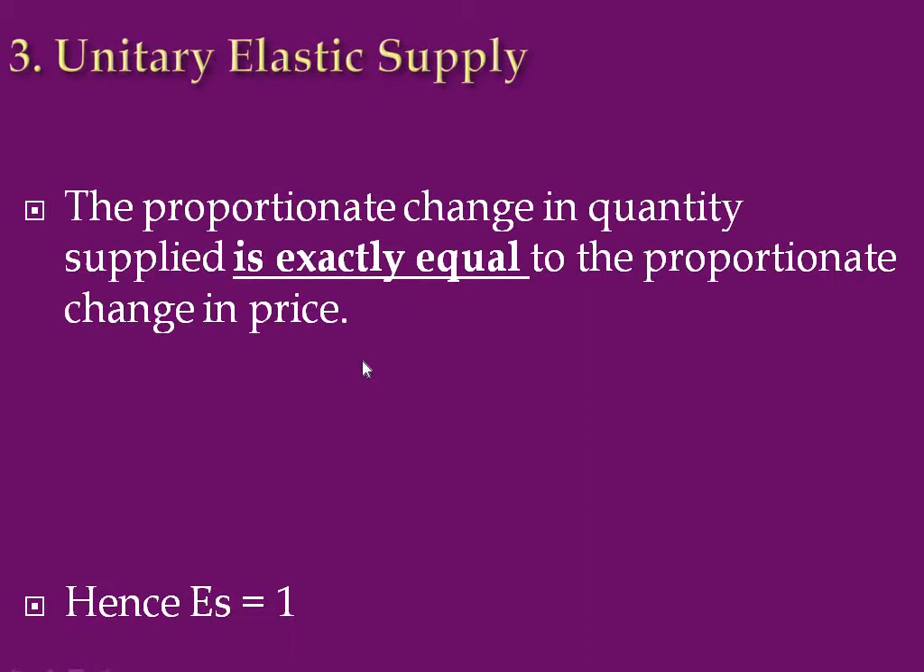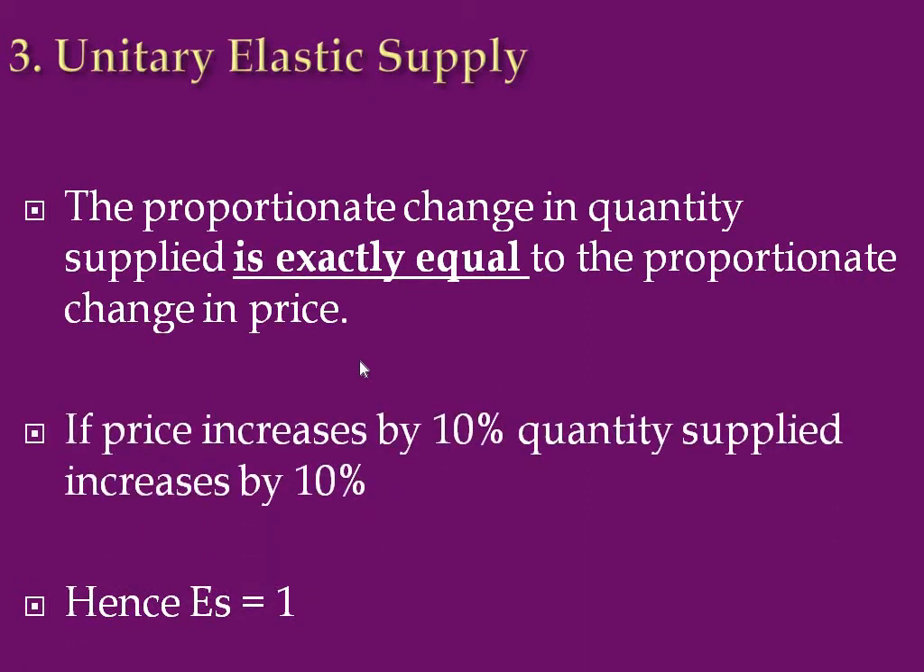It means that, let us suppose, your price increases by 10%. Quantity supplied will also increase by 10%. So both price and supply are changing by the same amount. Therefore, if you have to find out the value of ES in this case, the change in price is the denominator, and the change in supply is the numerator. Both the numerator and the denominator are equal, right? So when you divide it, it's definitely going to come to 1. Therefore, the value of ES in case of unitary elastic supply is equal to 1.